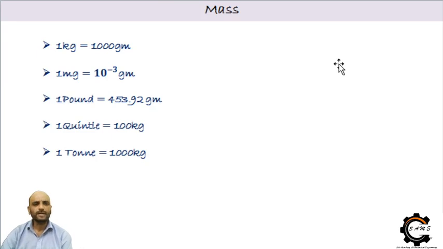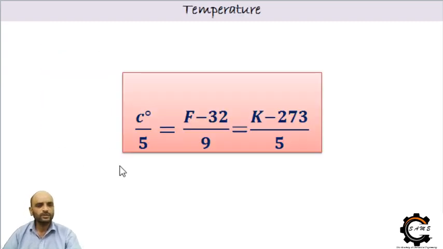Now see, suppose I have to convert mass, right? So how will we convert the mass? 1 kg is equal to 1000 gram, 1 milligram is equal to 10⁻³ gram, 1 pound is equal to 534.92 gram, 1 quintal equal to 100 kg, 1 ton is equal to 1000 kg, right?